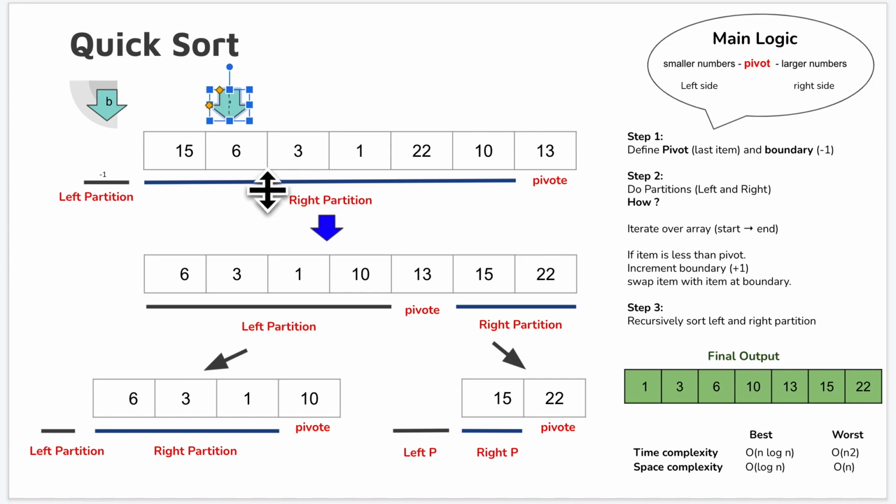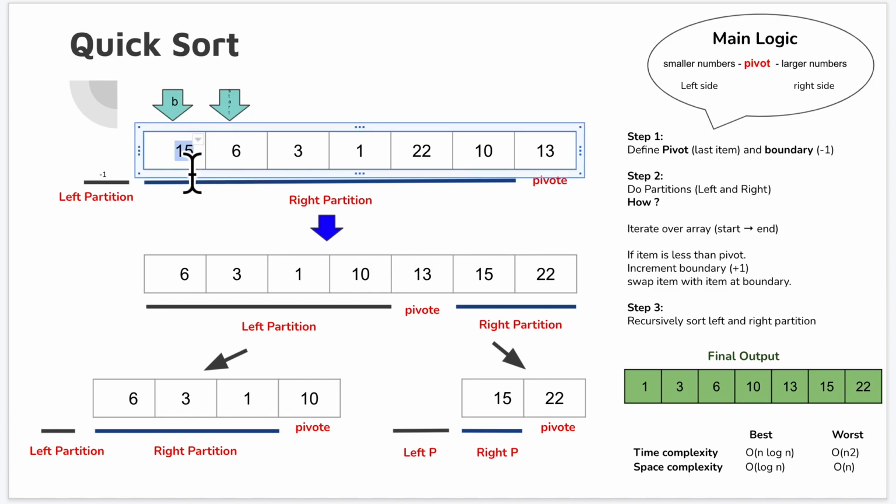We go to the first index, 0 1. Is the number at the first index smaller than the pivot? The pivot is 13. Yes, it is smaller. Then what do we have to do? We have to increment the boundary by 1. So let's increment the boundary. Now we have to swap two numbers, the number at the boundary and the number at the start pointer. So let's swap these two numbers. Here it will be 6 and here it will be 15. Cool. Now next step, let's move this cursor ahead.